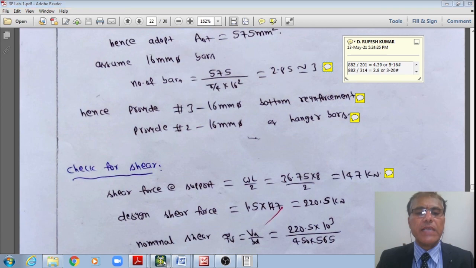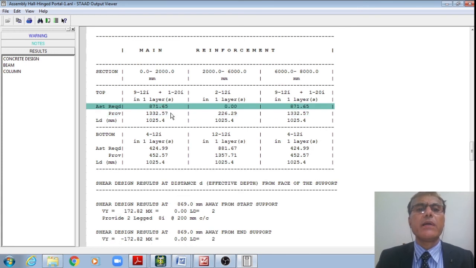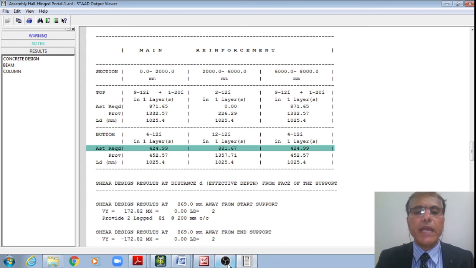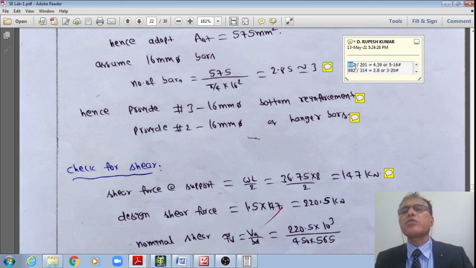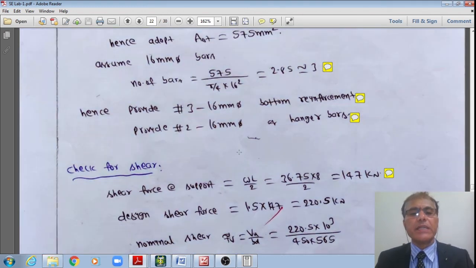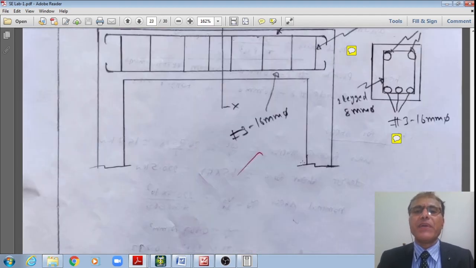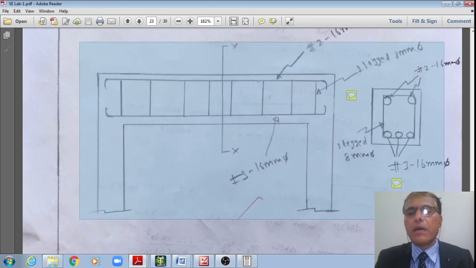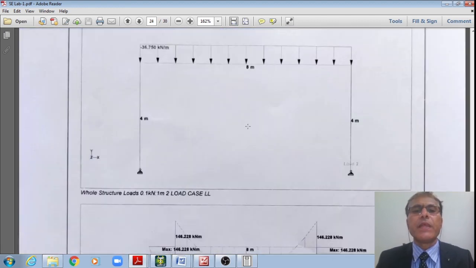What we got from manual calculation is 882, whereas STAAD after design is giving 871 at the left support, whereas at the bottom 881. However, I got 882 from manual calculation, and STAAD is also giving the same result, 882. Almost there is no error, student. That is how STAAD will give exactly the perfect results if you model STAAD perfectly as per the given assumptions. If there are no errors in the assumptions, then obviously the results will not vary.